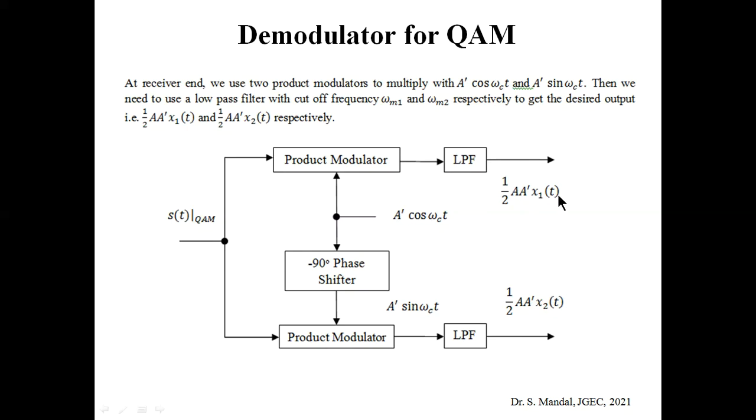So by using this simple approach we can easily separate the two message signals which are independent of each other. Clear? So this is the demodulation operation for quadrature amplitude modulation, where we need to use two product modulators and two low pass filters.